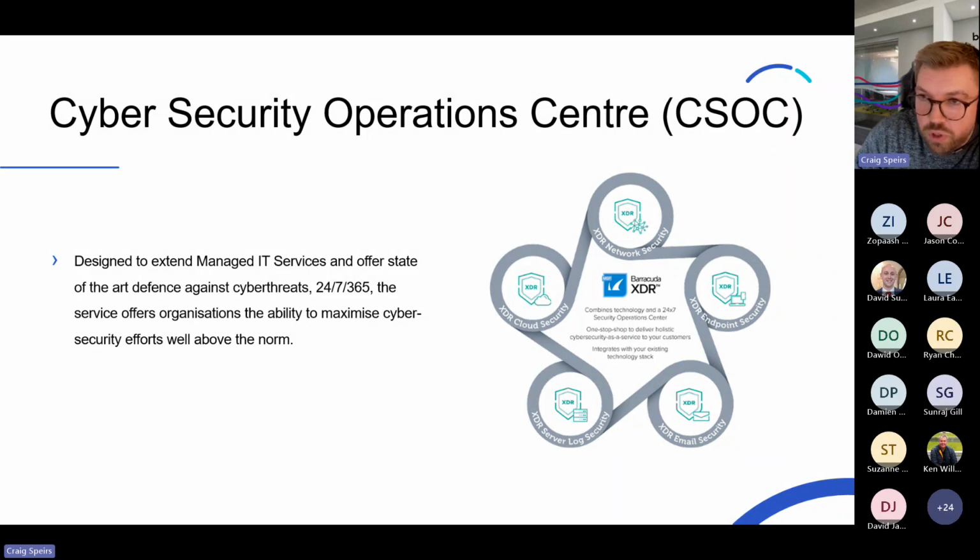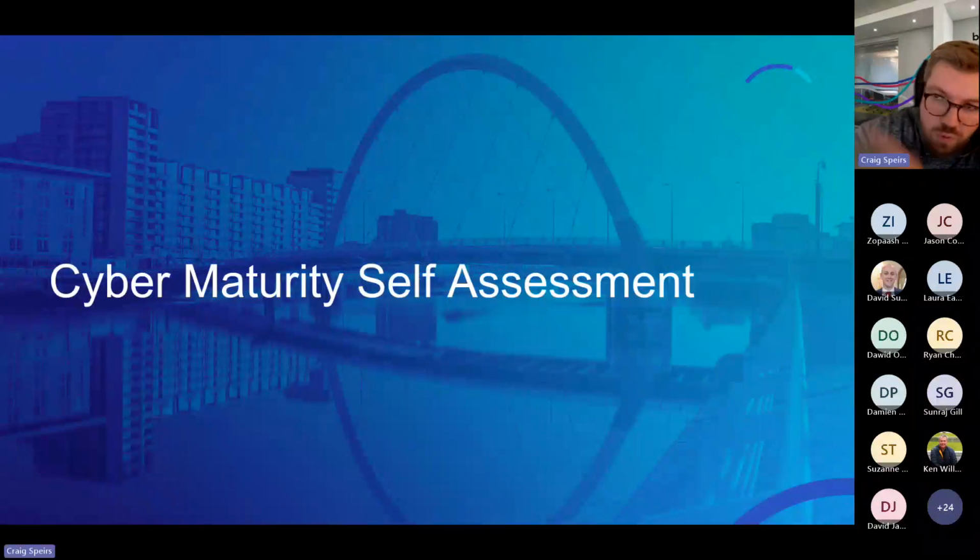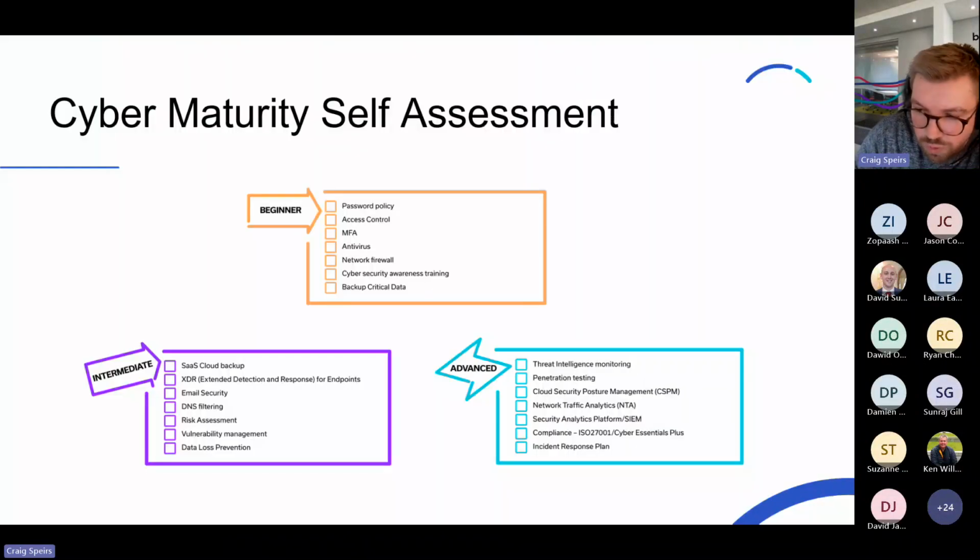Finally, I'm going to move on to, as I touched on before, the cyber maturity self-assessment. If you follow Bridgel on social media on LinkedIn, or follow myself on LinkedIn, we've provided links to our website where you can download a self-assessment form. You can critique your own cybersecurity posture. You get beginner, intermediate, and advanced. Beginner is the first line of defense: having a password policy, MFA, and antivirus on machines.